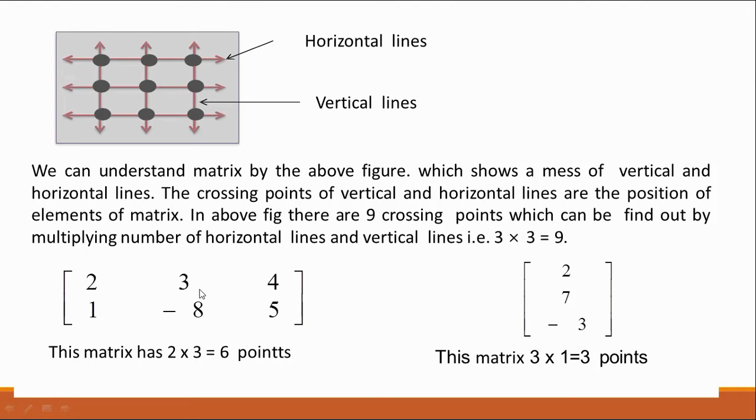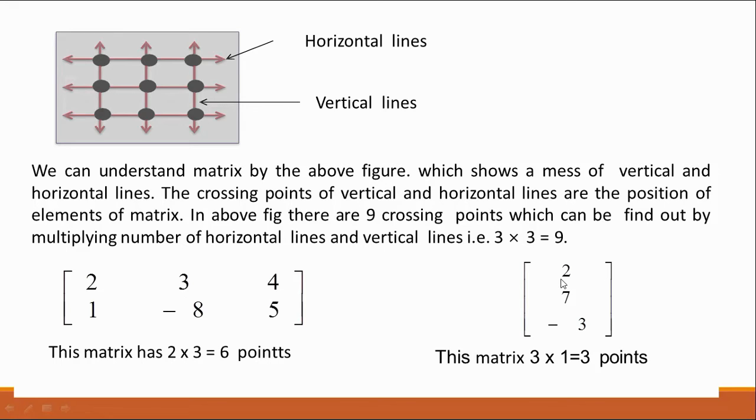Here you see an example. For example, this is a matrix. In this matrix, there are 2 rows and 3 columns. So 2 multiplied by 3 is equal to 6. So there are 6 points, which means that in this matrix there are 6 elements: 1, 2, 3, 4, 5, and 6. So there are 6 elements.